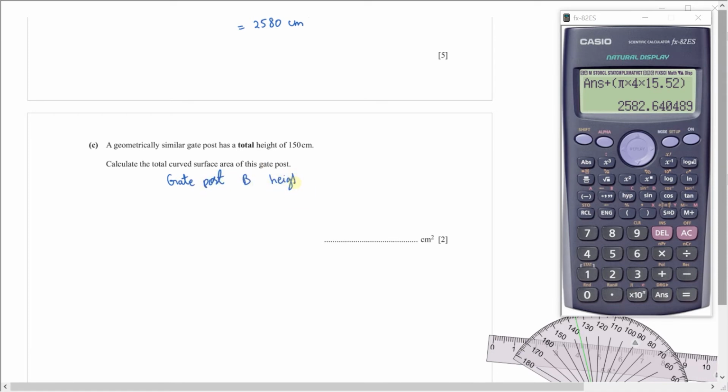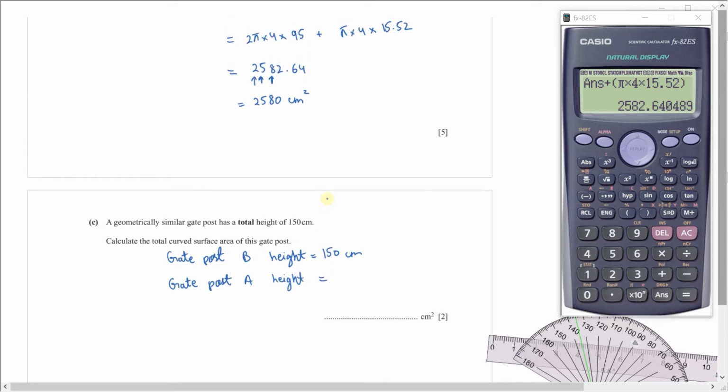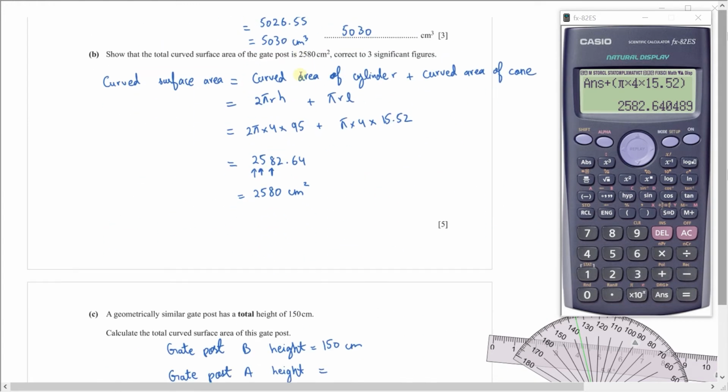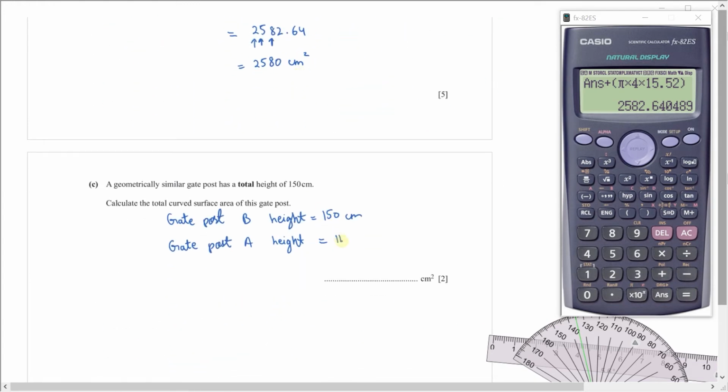Its height is 150 and it's geometrically similar to the previous one. So let me call that gate post A, and its height was, so this is the total height of the gate post, 95 plus 15, which is 110 centimeter. Now we have to find the curved surface area of this gate post B.